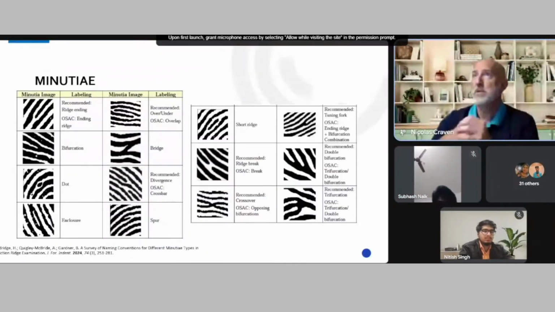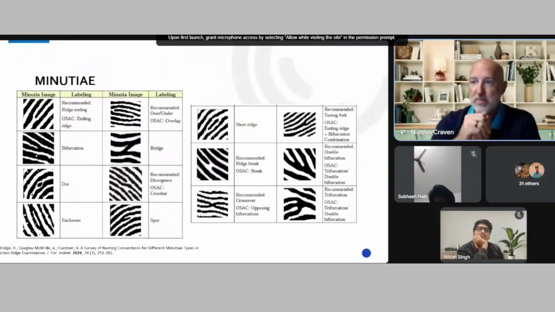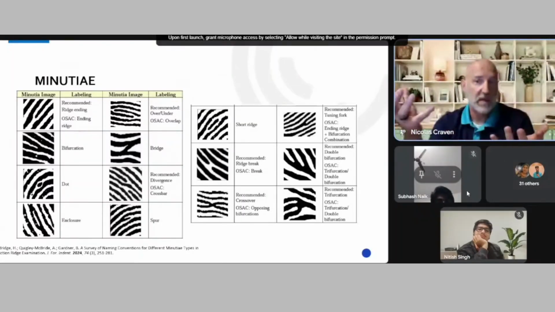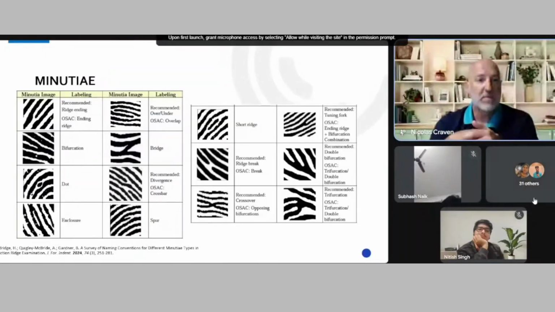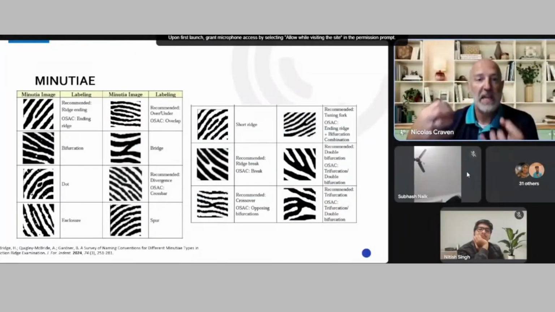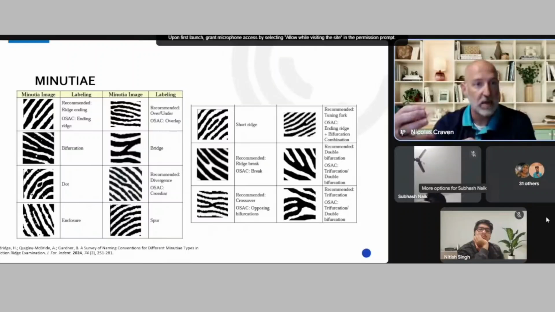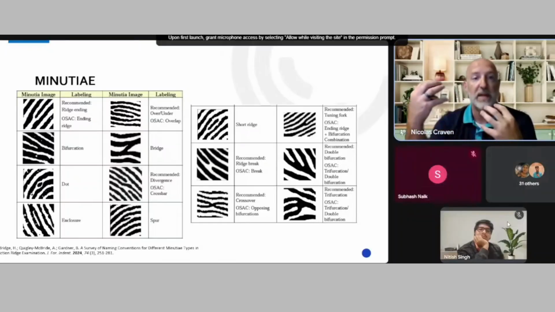Just quickly, these are the different minutia types from a paper that was recently published, just last year in 2024. In a survey, a bunch of examiners like me were asked what they call these various minutia types, to try to get a consensus on naming, whether simple minutia like a ridge ending or a bifurcation, or more complex ones like an enclosure or a bridge, to hopefully get everybody on the same page.